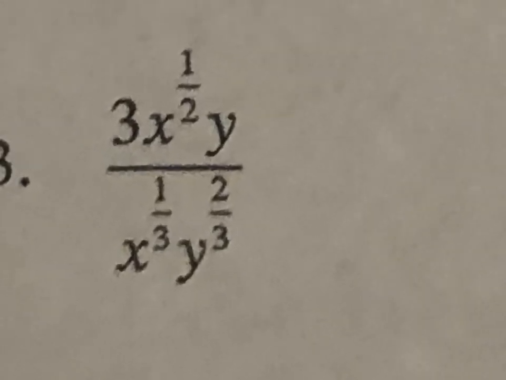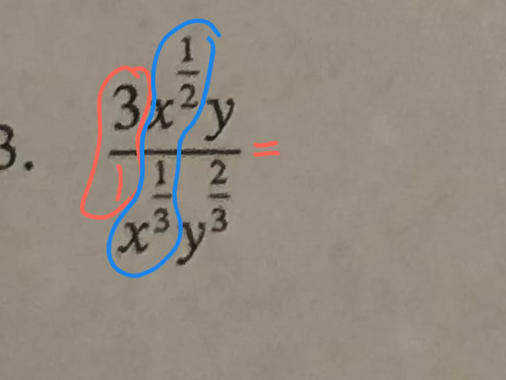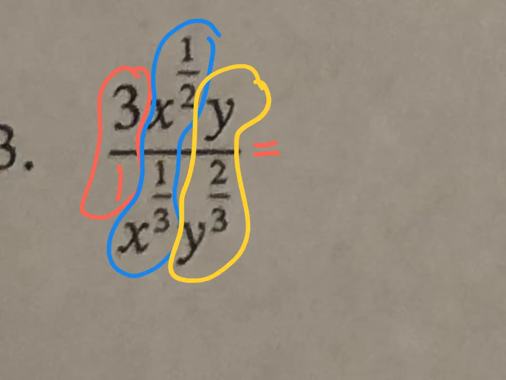All right, doesn't this look super fun? All right, again, a couple of things I want you to recognize. Here, we have 3 technically over 1, right? Because any number over 1 is just itself. And then we have a base of x, and then a base of y. I am going to add a 1 here.